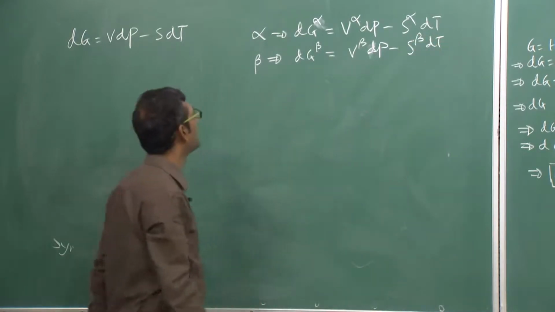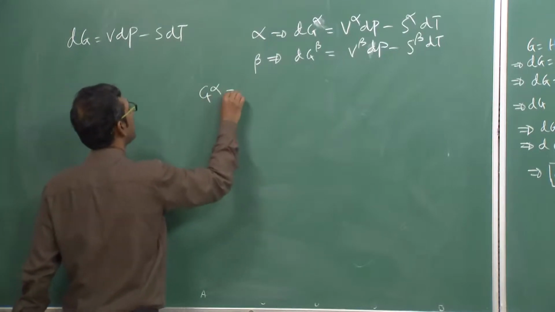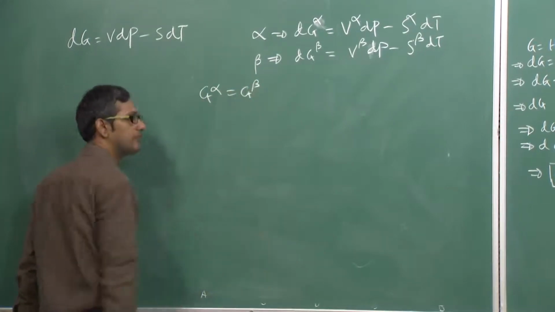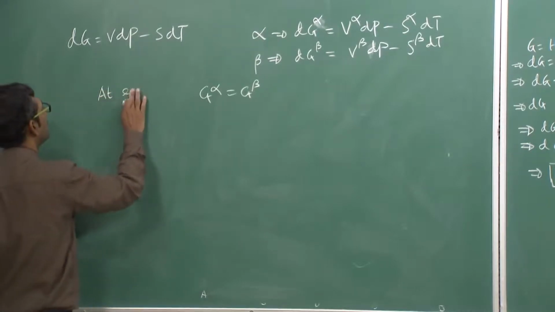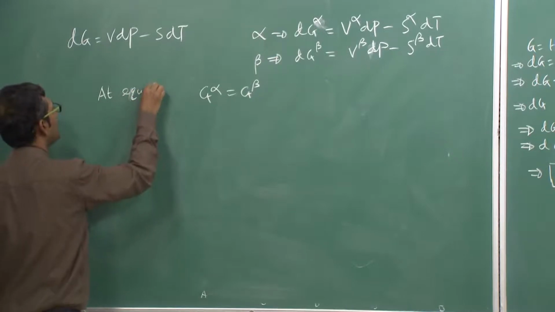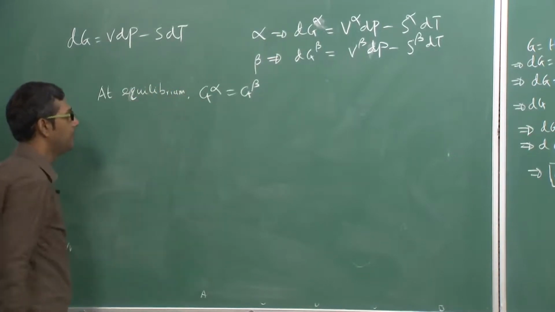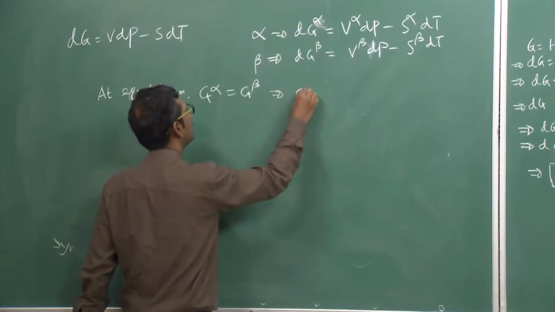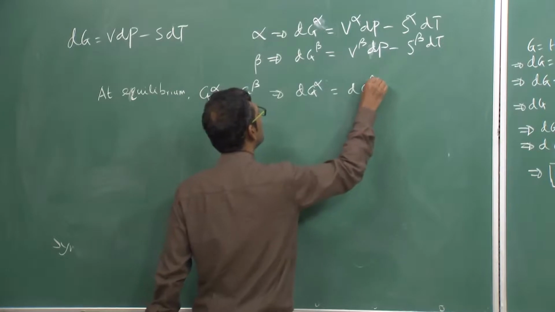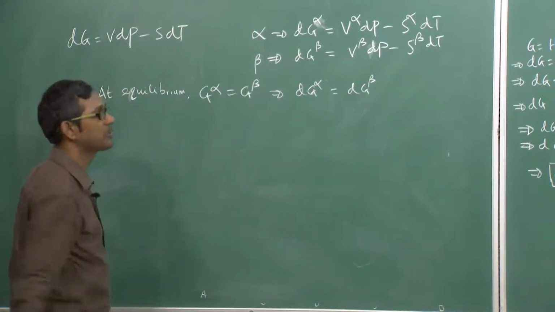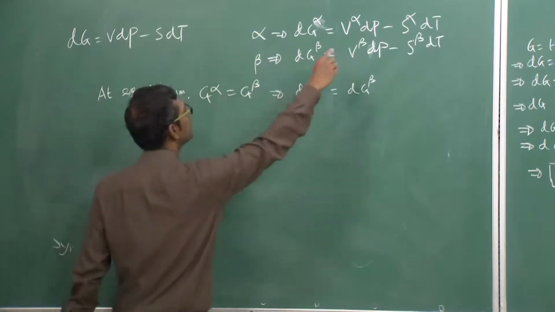Am I right? And at equilibrium, we know that G of alpha must be equal to G of beta. It has to be at equilibrium because phi and H must be equal. And then we can write down dG of alpha will be equal to dG of beta. That means those two equations we can equate. So if I equate these two equations 1 and 2, what will happen?